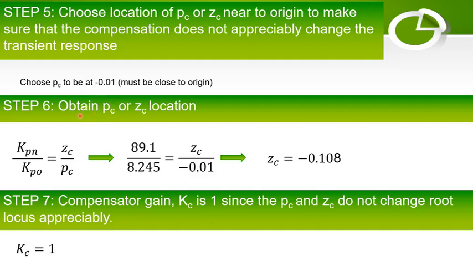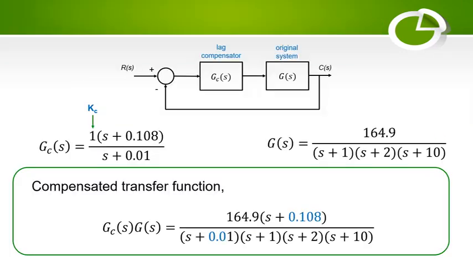Now since we have chosen Pc to be at minus 0.01, we can proceed to find the corresponding compensator zero location using this formula. I have shown this formula in the previous slide, so we will use that formula. Since we know the Kp new value, the Kp old value, and also the Pc value, we should get our Zc value. In this case, our Zc is at minus 0.108. For the lag compensator, the compensator gain is one, because the Pc and Zc that we chose do not change the root locus appreciably, thus do not change the gain.